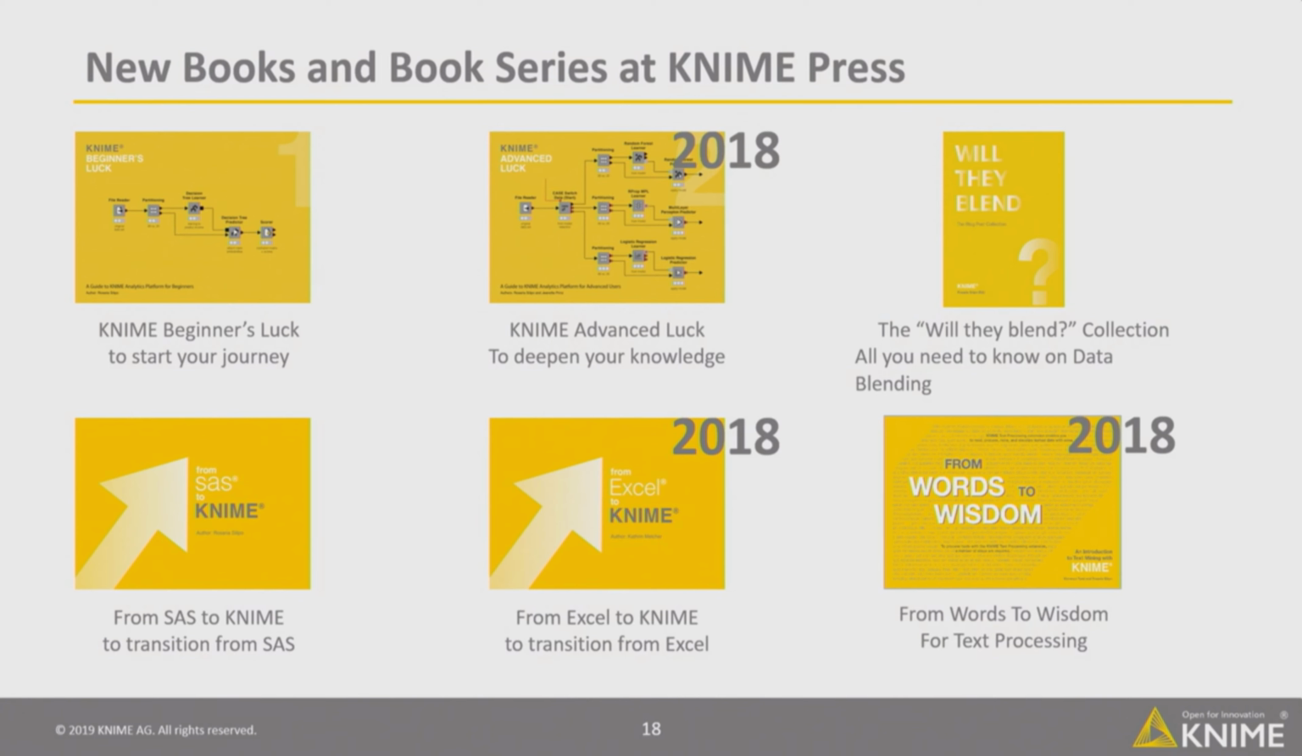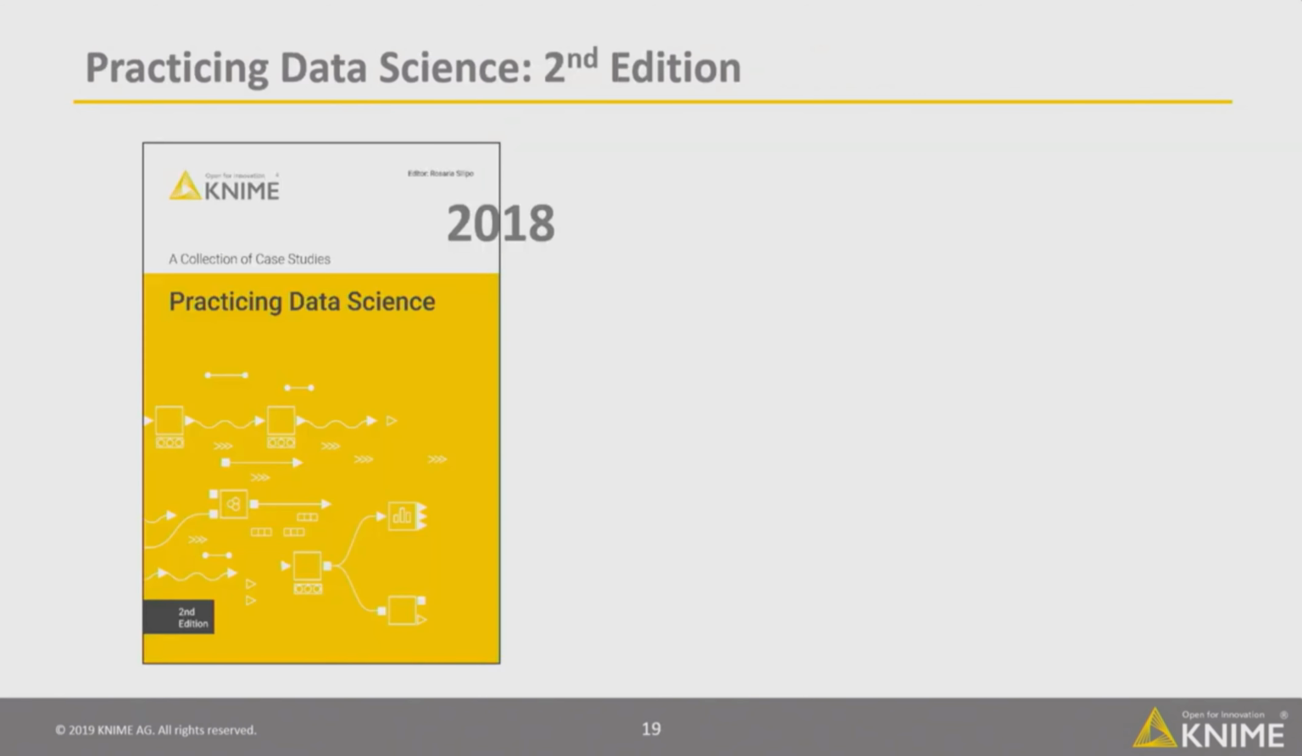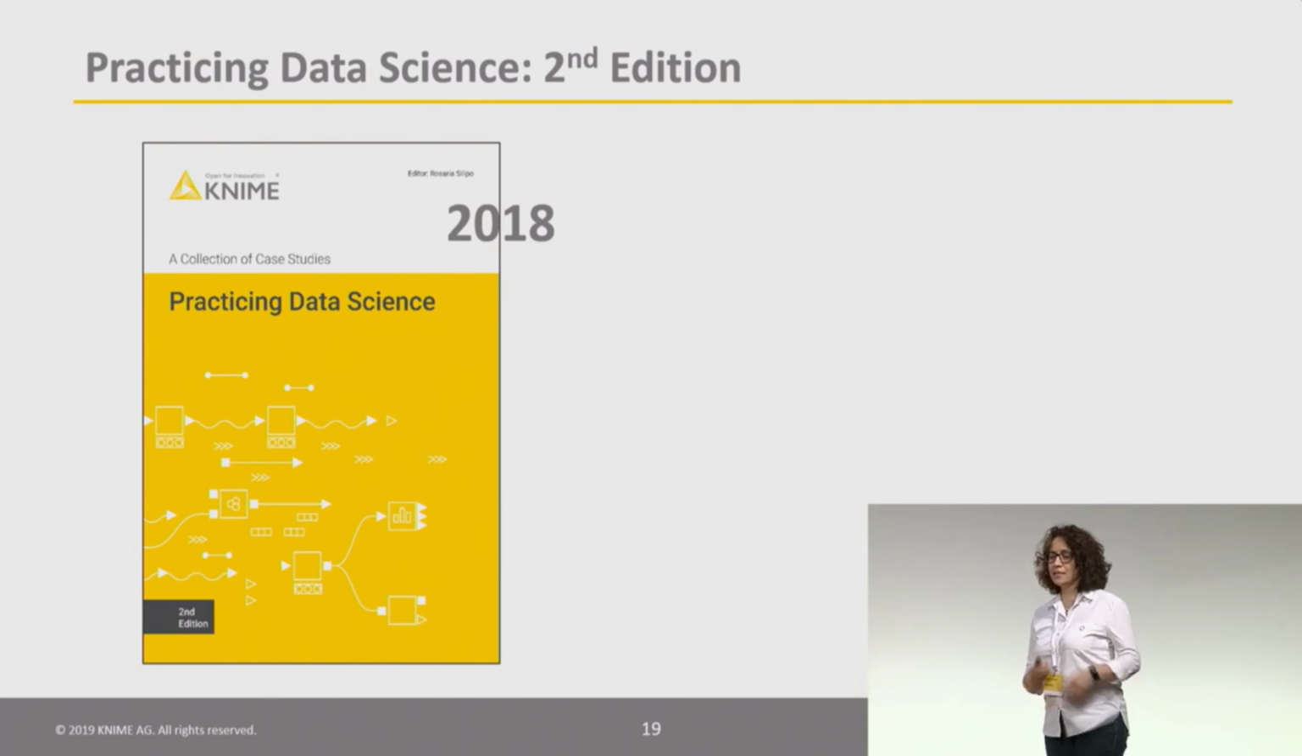And then the text processing book, From Word to Wisdom. So those are the books that are available on the KNIME Press. There is one additional book, and it's Practice in Data Science. This one came out in November last year, and it collects a number of case studies.